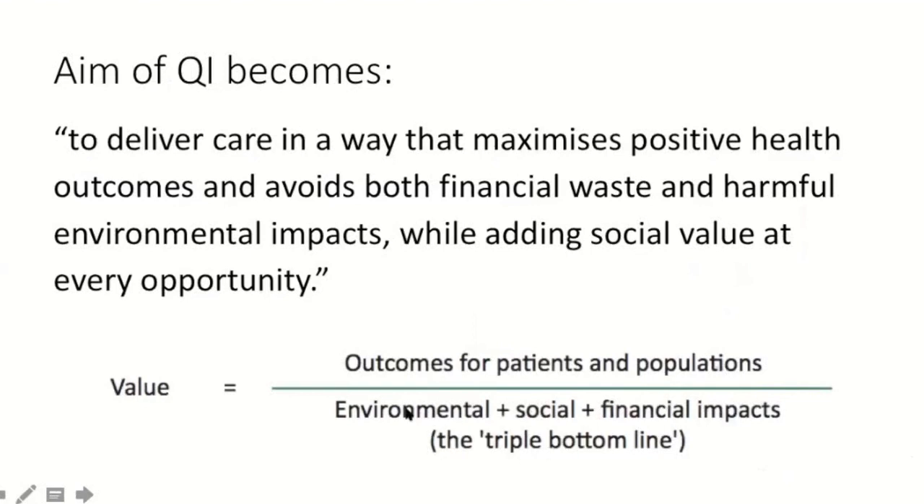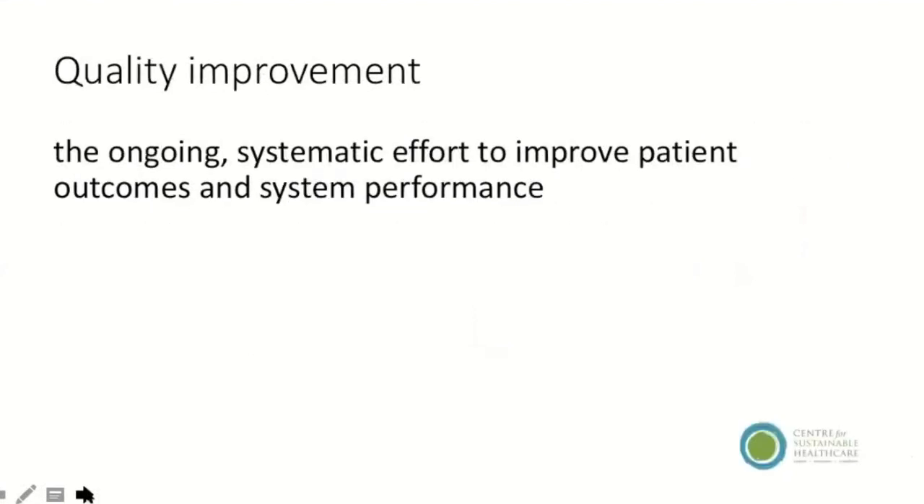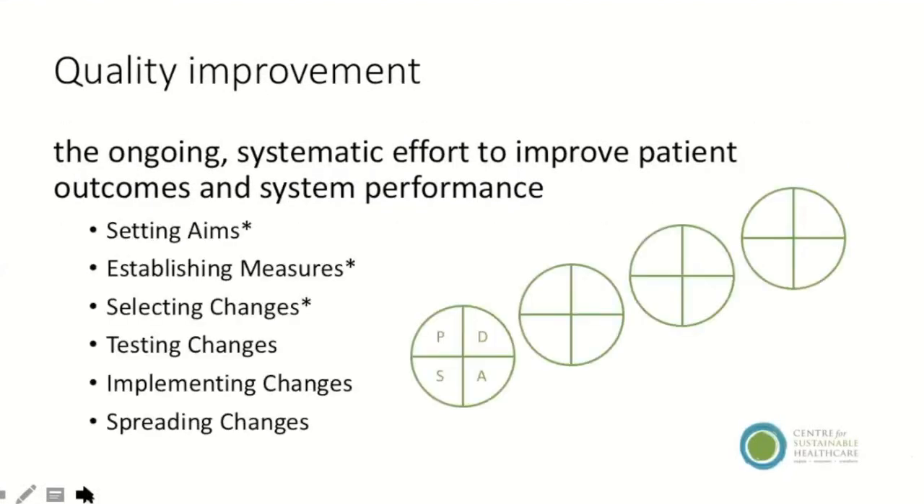And you're not going to convert it all into one number at the end, but I think it's something that could become a standard framework. When you looked at a quality improvement project that had been written up, you'd say, oh, right, well, what were the outcomes for patients and populations? What were the environmental, social, and financial impacts? And the more we do that, the better we'll get at it.